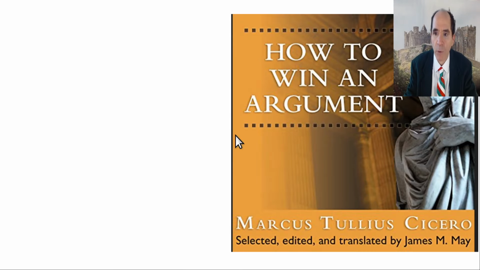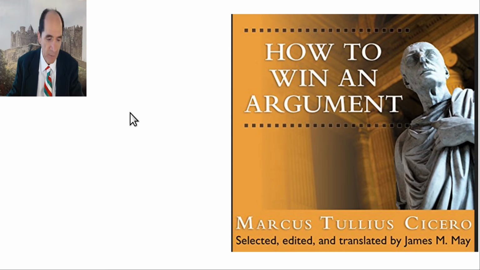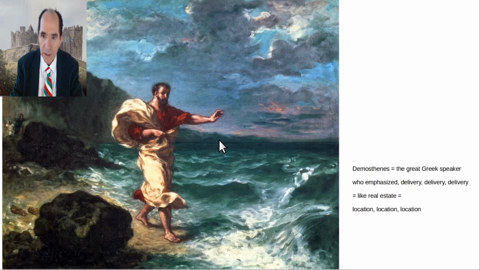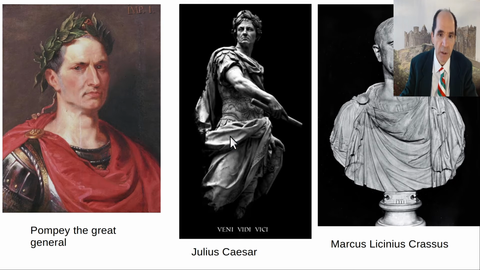If you want to study Rome, the most important thing you could study is Cicero. Cicero is the person in the middle of everything that's interesting about Rome. He is the transition figure between the Roman Republic and the Roman Empire. Demosthenes was the great Greek speaker, and Cicero was the greatest orator of the Romans.